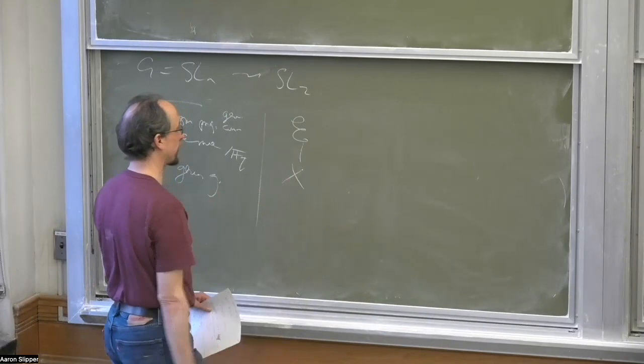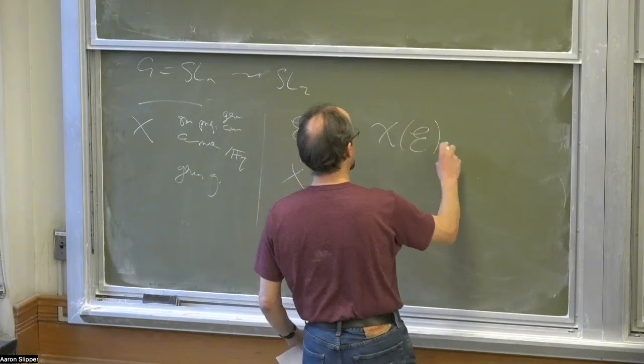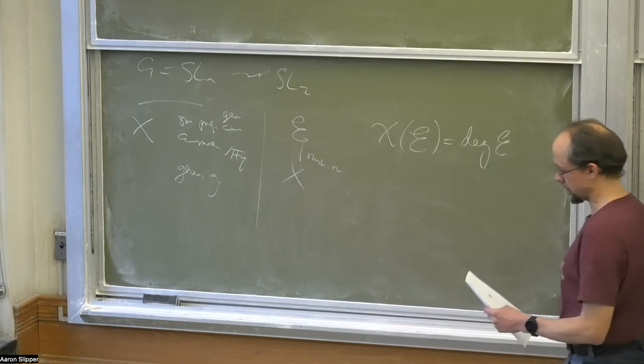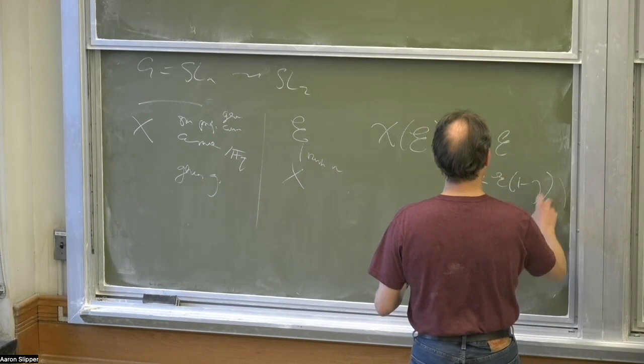And then we're going to be thinking a lot about bundles over X. Maybe this bundle E has rank n. One thing that's useful to remember is that the Euler characteristic of E, by Riemann-Roch, is equal to the degree of E, which is defined to be the degree of its first Chern class, or equivalently you take the top exterior power, which is a line bundle, and take the degree of that line bundle, plus the rank of E times 1 minus g. So that's Riemann-Roch's theorem.